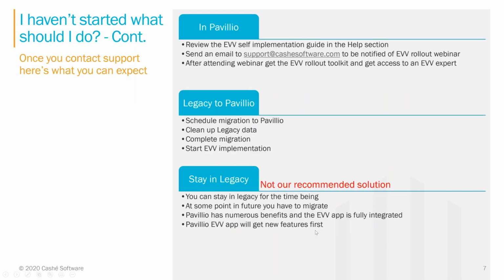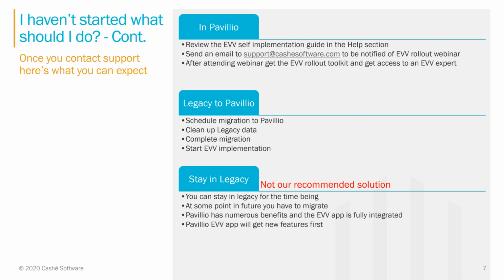So where you go next depends on where you're starting. If you're already in Pavilio, you have many resources already at your fingertips. Go ahead and check out the help area to find an EVV implementation guide, including a PDF document for both caregivers and clients that'll walk you through how to use the app to clock and approve time. This also includes agency tips and short informational videos for getting started.